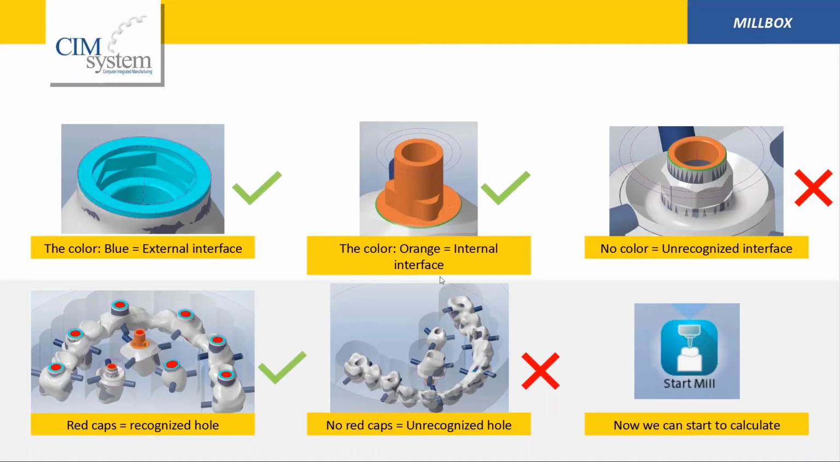So here you can see some different cases. So external interface, orange interface for internal interfaces. In this case, it doesn't recognize properly all the connections. So this could be a problem working with the normal strategy and directly from the STL file. Here we can see also the red caps for all holes, which means that all holes were recognized properly, not in this image. If all these parts are correct, we can start milling.